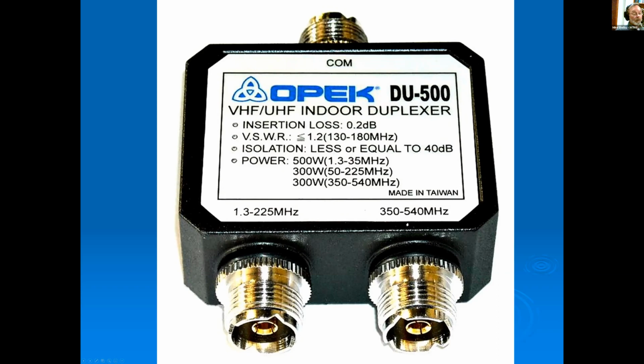This other port on the right side here, it handles everything up in the 440 band. It also gives you power ratings. So on the left side, you can either hang your HF antennas or a 2-meter antenna on it. The right side there, you can hang a 440 antenna on that.